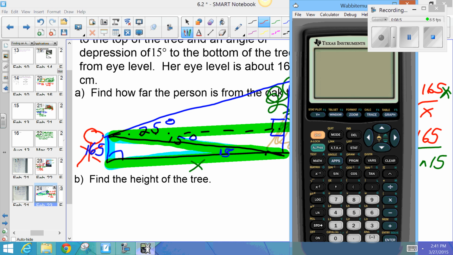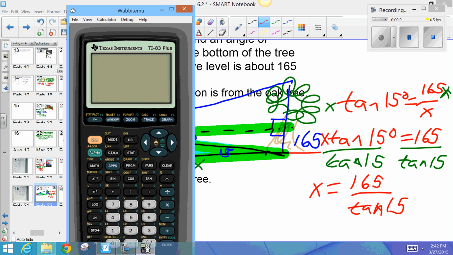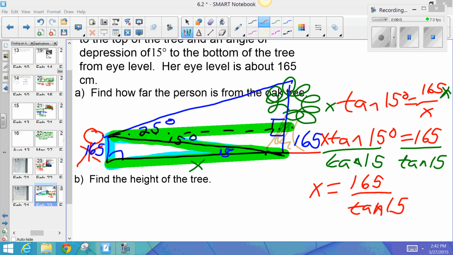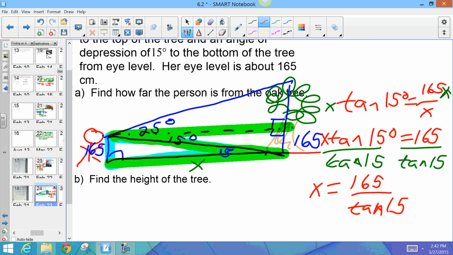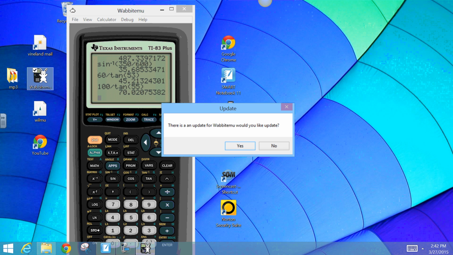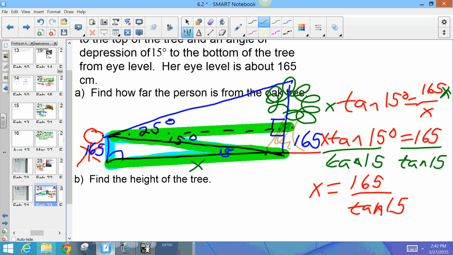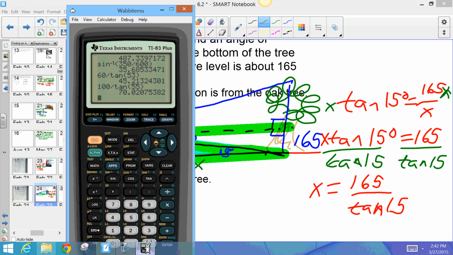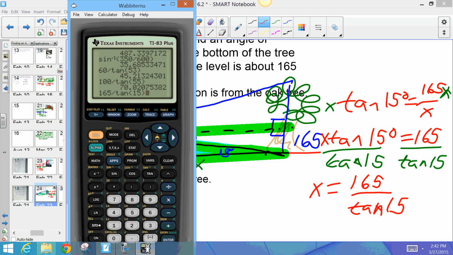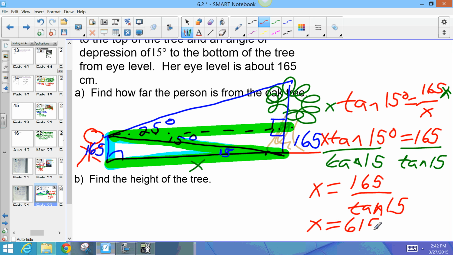Calculator. Oh, it shut off on me again. There we go. 165 divided by tangent 15 is 615 centimeters, because this was given in centimeters.